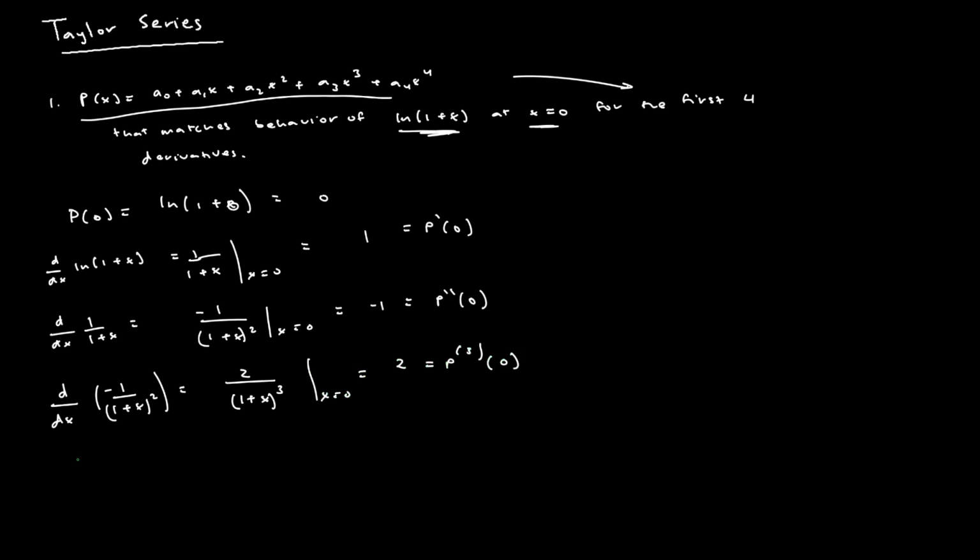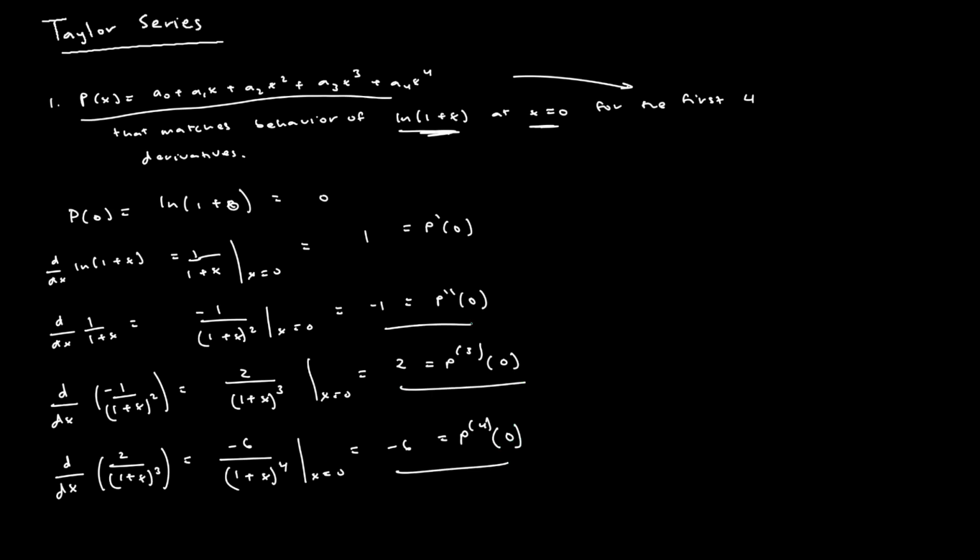And finally, we have d over dx of 2 divided by 1 plus x cubed is equal to minus 6 divided by 1 plus x to the power of 4. And at x equals 0, that evaluates to negative 6, and that should be the fourth derivative of the polynomial. And now that we know how our polynomial behaves at each value, we know that if p of 0 is equal to 0, that means a0 should be equal to 0.